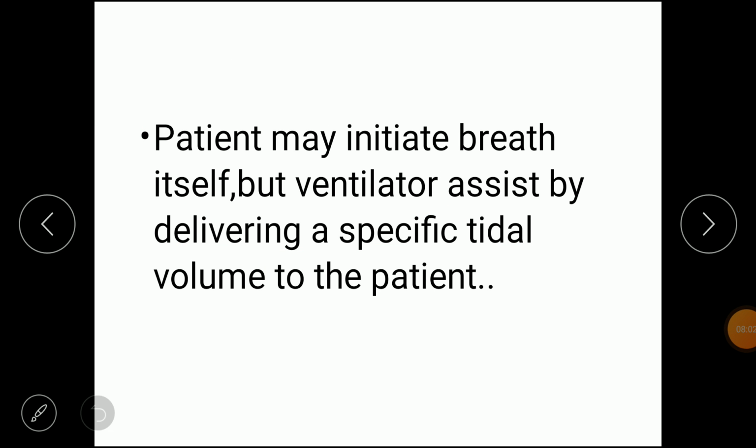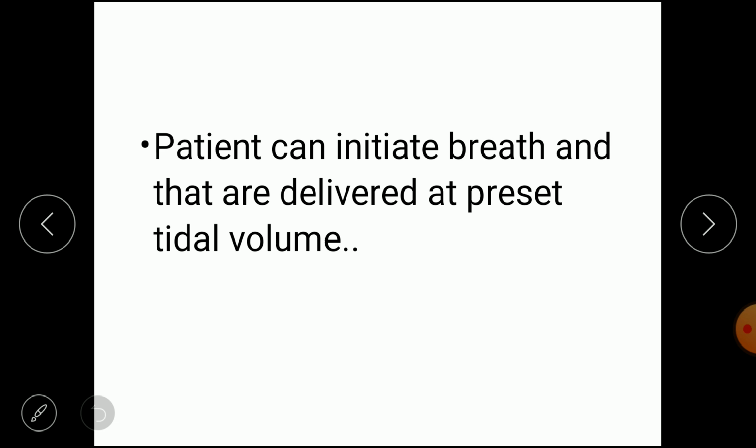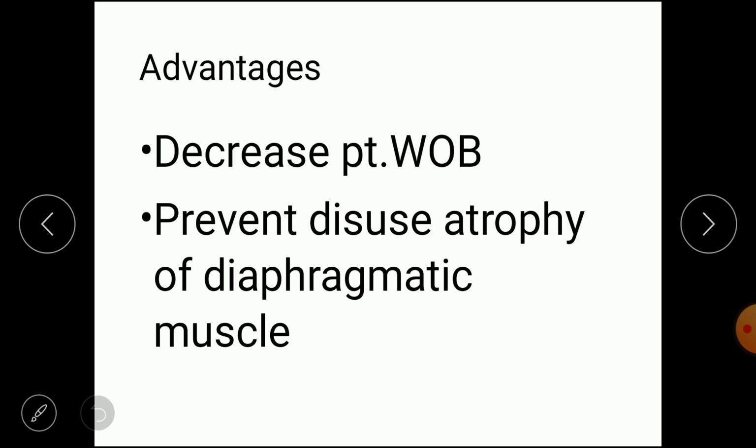Breathe itself, but the ventilator assists by delivering a specific amount of tidal volume to the patient. I previously told you that the patient just initiates the breath, and then the machine provides a specific amount of tidal volume to the patient. The patient can initiate a breath and it is delivered at a preset tidal volume. So the advantage of this is decreased patient WOB. Here WOB means work of breathing, so decreased patient work of breathing.